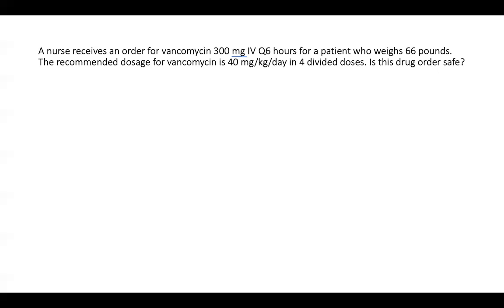We have to compare. So this order here is written as 300 milligrams. If I was going to write it in my problem, it would be 300 milligrams per dose, right? Because it says 300 milligrams IV Q6 hours. So that means every 6 hours, this patient's going to get 300 milligrams, or 1 dose of this medication. Okay, so because that's the way the order is written, that's what I need to solve for. So I'm solving for milligrams per dose.